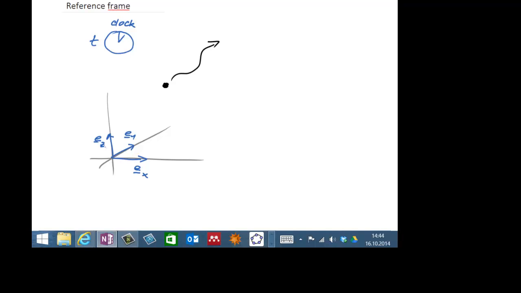And now we can say we describe the motion of this body with respect to this reference frame. So we have a position vector, r of t, and the position vector r is the vector connecting the origin of my reference frame with the body that I want to describe, and that vector evolves as a function of my clock time t.